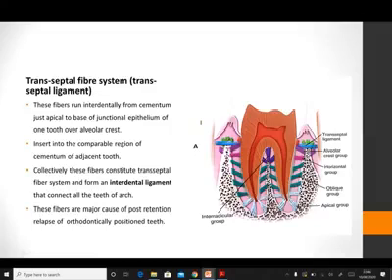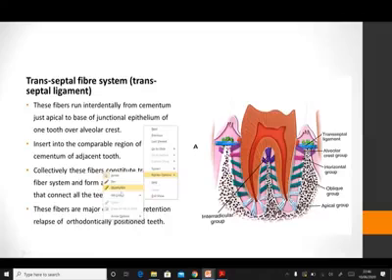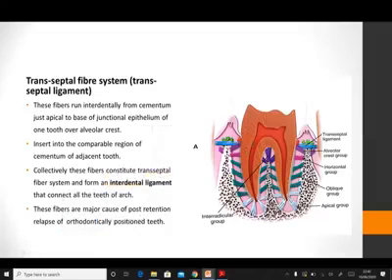And collectively, all of these transeptal ligaments form a transeptal fiber system of one arch, and they form an interdental ligament that connects all of the teeth in one arch. So these blue ones here that you can see, these are the transeptal. They originate from the cementum just below the junctional epithelium. This is your junctional epithelium. So they originate right beneath the junctional epithelium from the cementum.